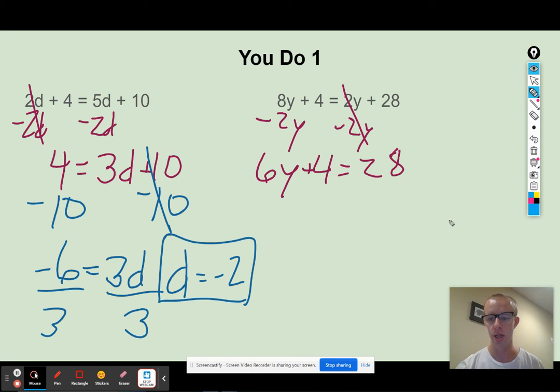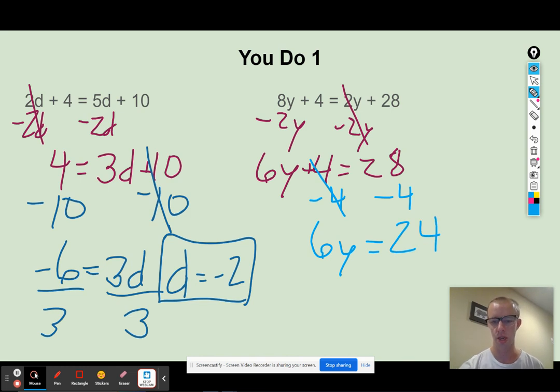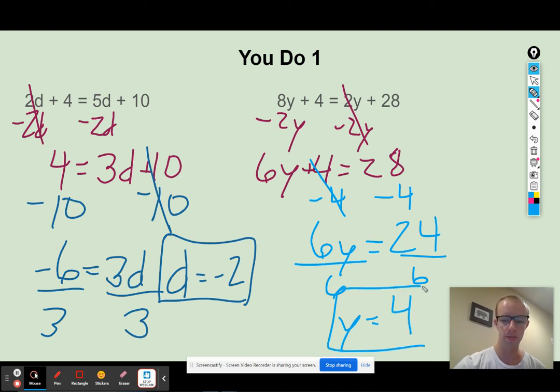All right. So to get rid of a plus 4, I'm going to subtract 4 from each side. These cancel. I get 6y equals 28 minus 4, which is 24. Now a one-step equation. Divide each side by 6. Y is equal to 24 divided by 6. All right, hopefully you got those.